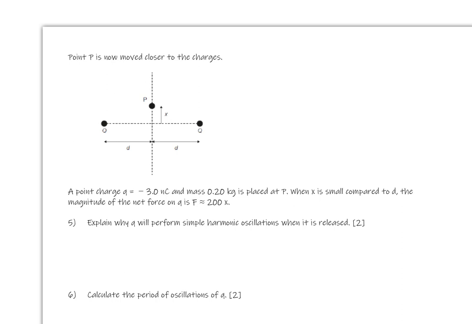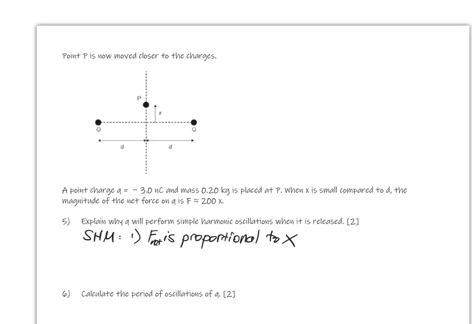the conditions for simple harmonic motion. So first, the net force is to be proportional to the displacement. Therefore, the acceleration will be proportional to the displacement, and that is true. He says we have here that the force on the Q is roughly 200x. So yes, that's true, because F is approximately equal to 200x, so F is directly proportional to x.